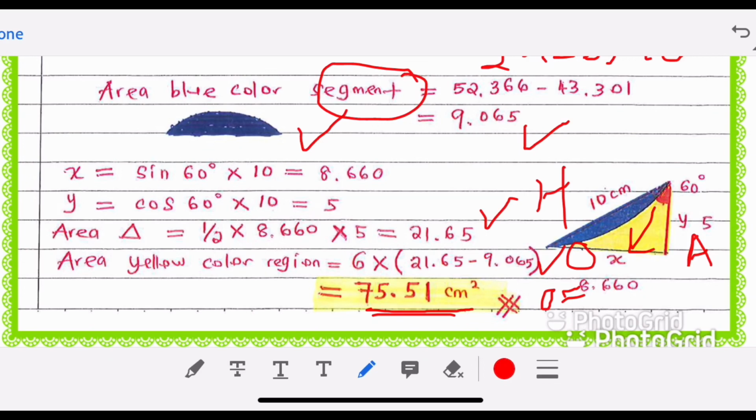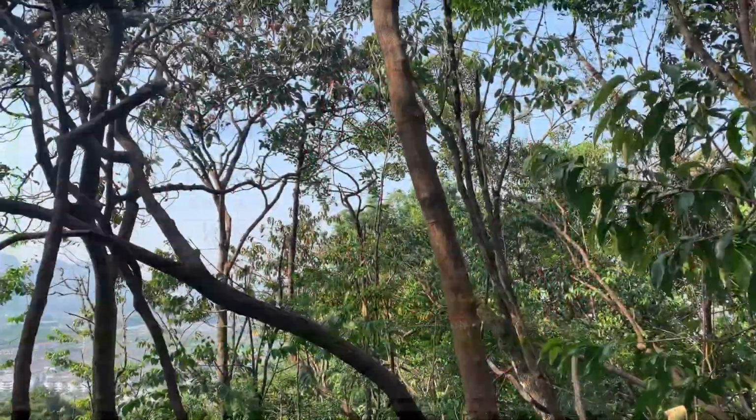Hence the area for the region in yellow color: you have to take 21.65, which is the area of the triangle, minus the area of the segment, which is 9.065. That is the area for one part of the yellow color, but we have 6 parts in yellow color. So for your final answer, you need to multiply by 6 for the whole area shaded in yellow. Hence, you will get your final answer, rounded to the required decimal places.